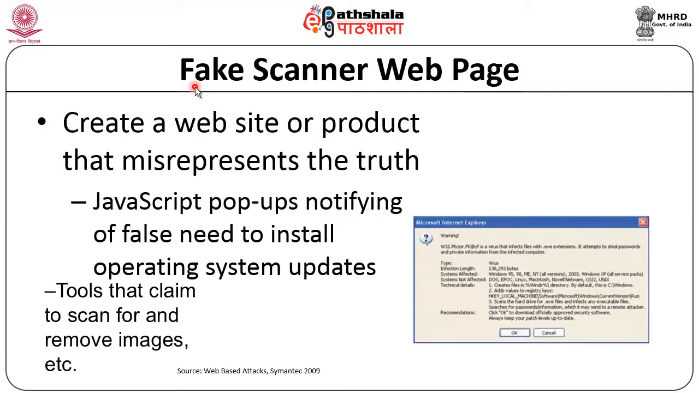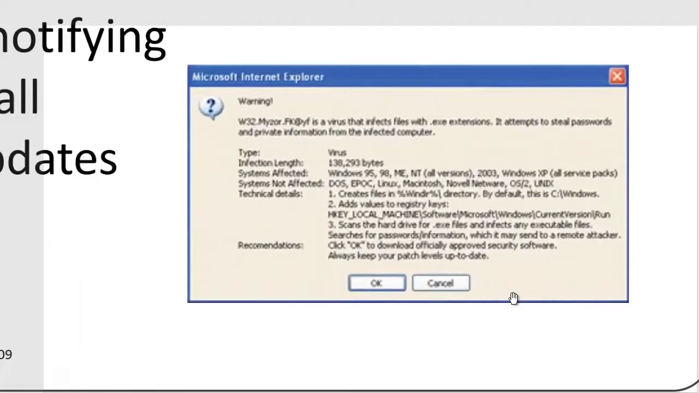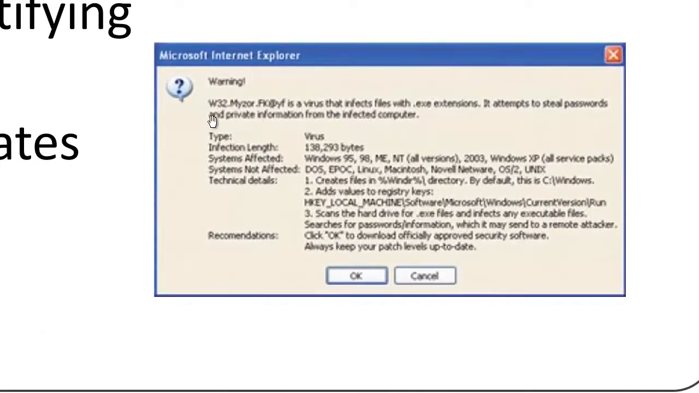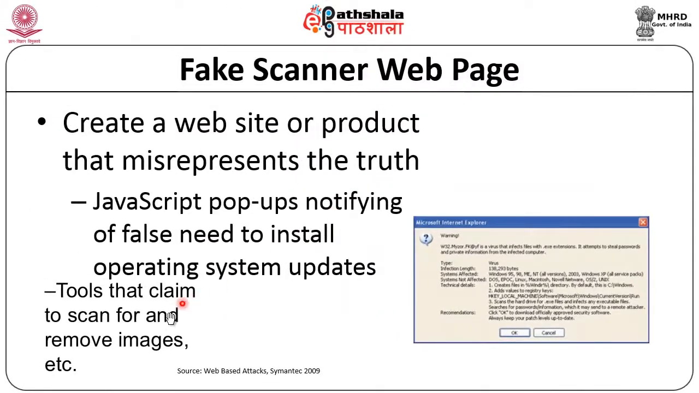And we have some kind of fake scanning web pages. When you create a website or a product that misrepresents the truth, the JavaScript pops up notifying you that operating system updates need to be installed. Usually we will get such a message. So, we have a warning here, a Microsoft Explorer warning saying some Windows 32 file is a virus infecting the .exe extensions and attempting to steal private information. It is recommended you always cancel that, otherwise it will be modifying your registry.